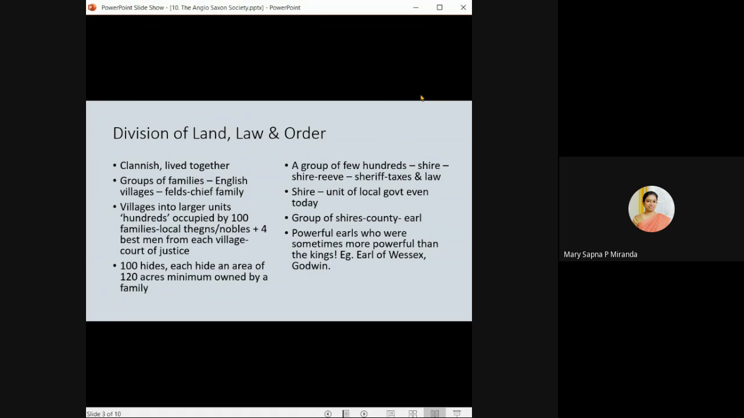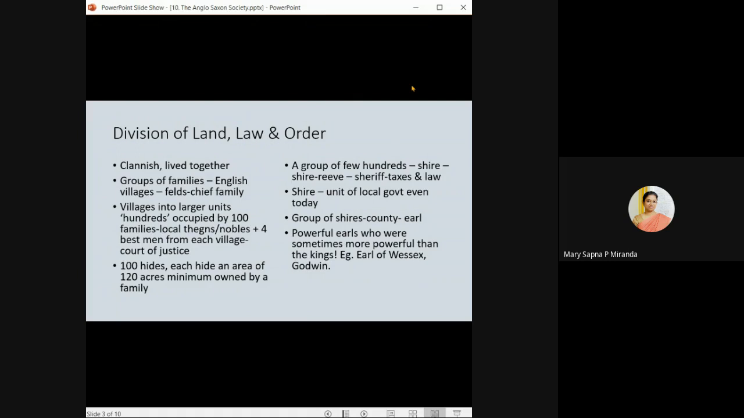The sheriff that we use today is used for the local lord or the policeman or someone in charge. That's a modern connotation of the word sheriff. So a group of few hundreds constituted a shire, which was under a shire reeve. The sheriff would take care of the taxes and the law of the land. This shire constituted a unit of local government. Even today in Britain, this is the unit of local governance, which dates back to the Anglo-Saxon period.